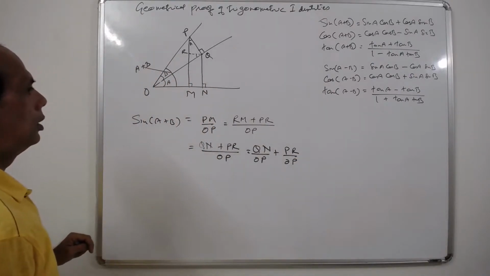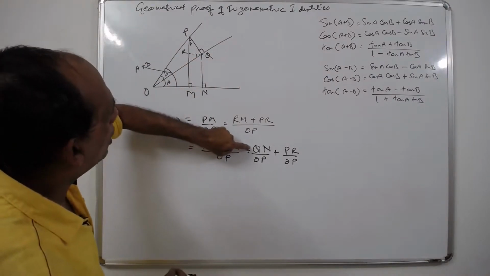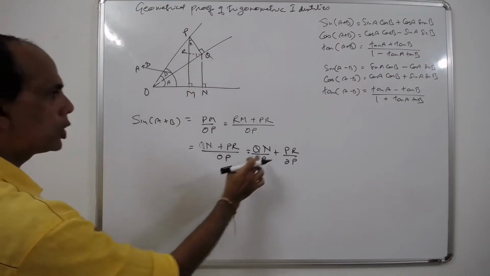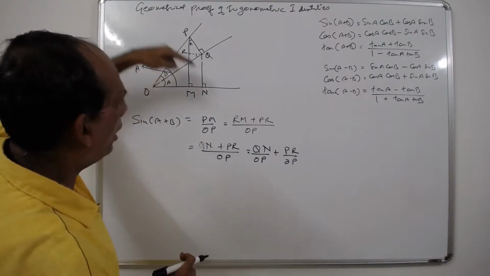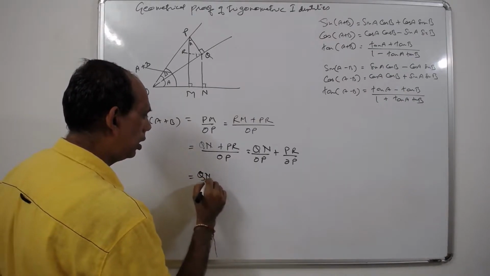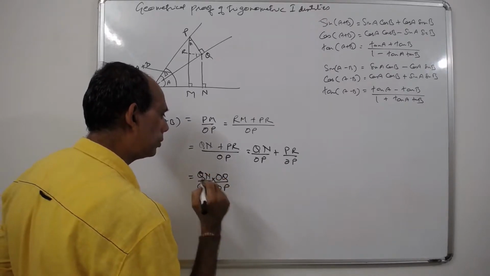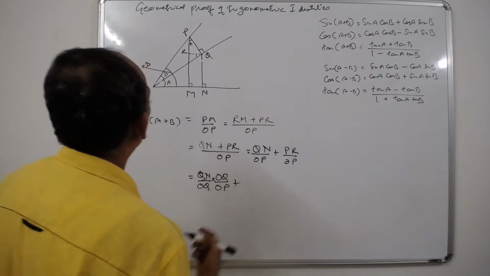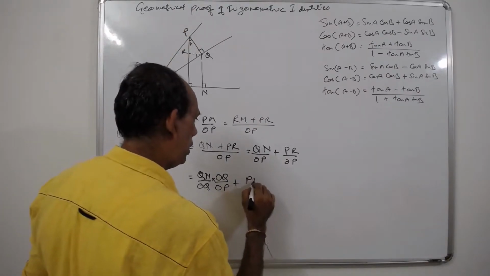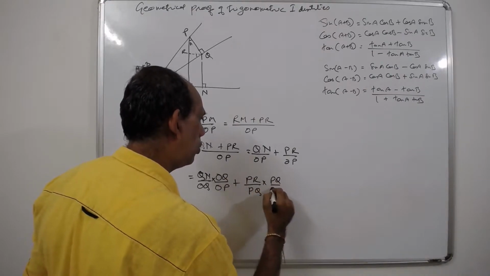Next, QN upon OP. For QN, you multiply and divide by OQ for this triangle, since QN is the side of this triangle. So here you get QN upon OQ into OQ upon OP. Similarly PR, divide and multiply by PQ. So I say PR upon PQ into PQ upon OP.